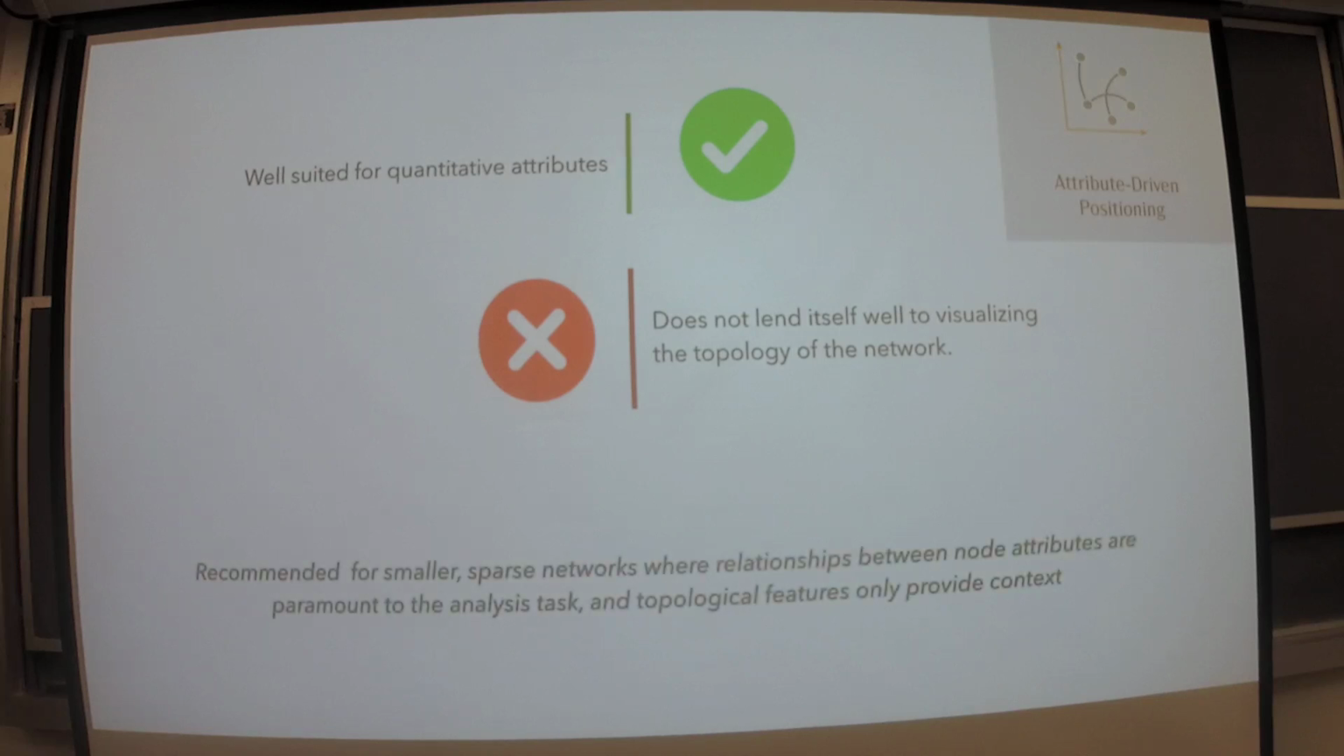And it's recommended for small and sparse networks where the relationships between the node attributes are important to the analysis task, and the topological features are really just for context. Now, you might have noticed a certain trend in when we recommend things, that a lot of times we talk about the task, right? You might get people coming up to me and saying, hey, I have to visualize this multi-thread network, what should I do? And the thing I always tell them is that it depends what you're trying to do with the network. The visualization will reflect and support different types of tasks, so knowing what you want to get out of it, or what kinds of questions you have, is paramount to picking an appropriate visualization.